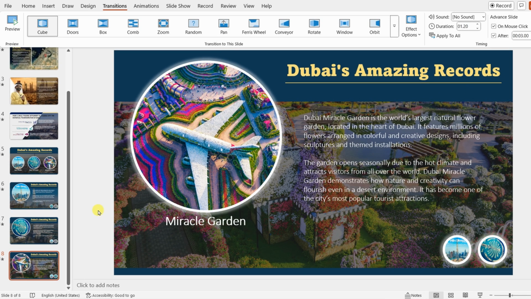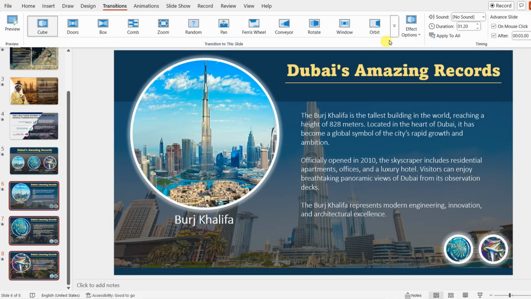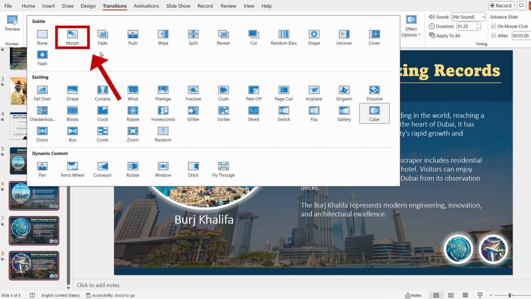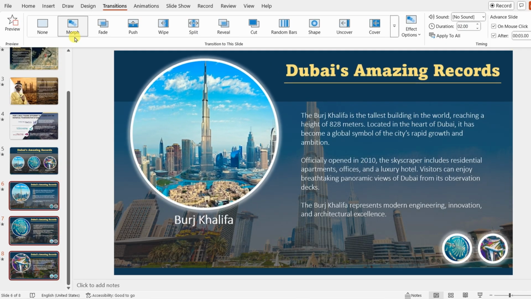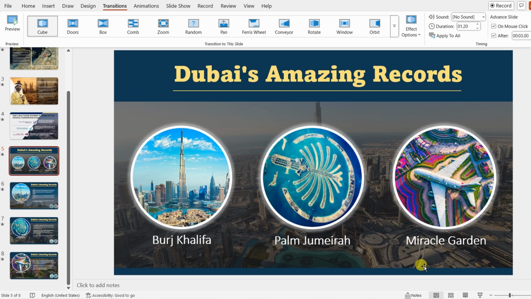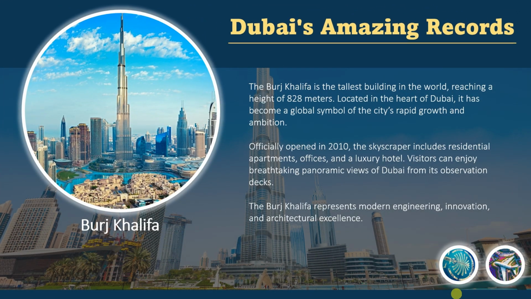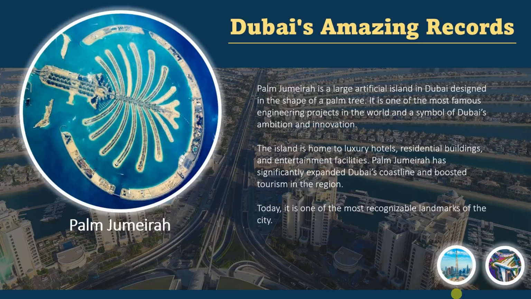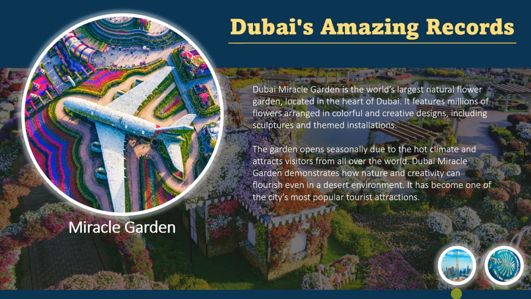When you finish designing the slides, select the duplicates while holding down Control, then on the Transitions tab, choose Morph. Let's look at the result. Yes, that's exactly what we need. Would you like to learn another way to create an impressive transition using the Morph preset?